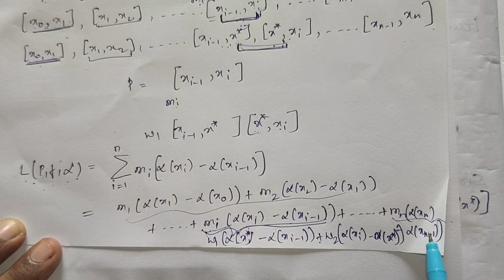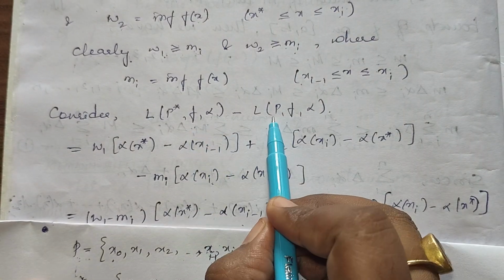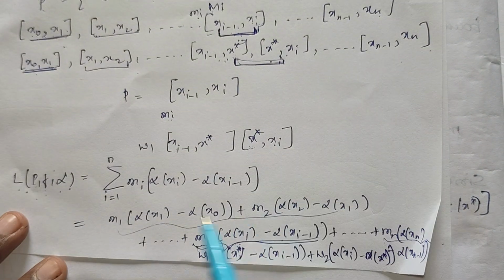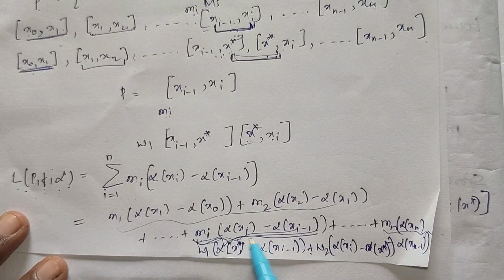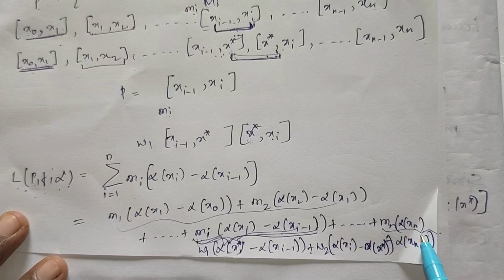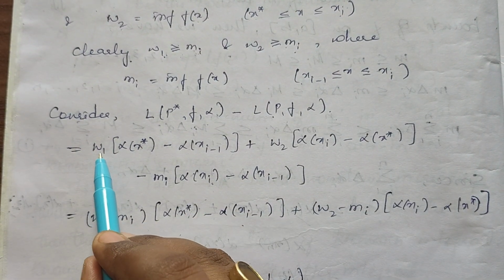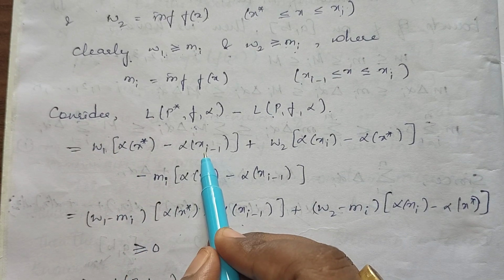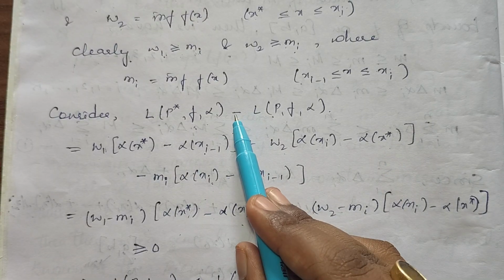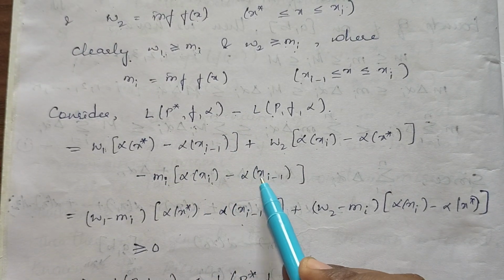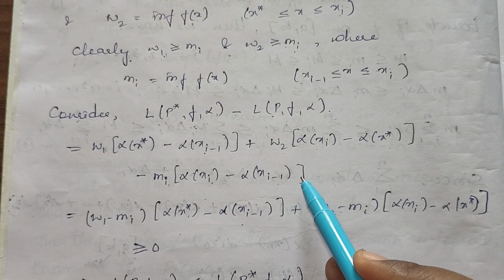Okay, so here when you subtract these two, these terms will get cancelled. Except this W1, W2 and mi term, remaining terms will get cancelled. So at last you will be left with W1 into alpha x star minus alpha xi minus 1 plus W2 into alpha xi minus alpha x star minus mi into alpha xi minus alpha xi minus 1. So this is what you will be left with after cancellation of all terms.